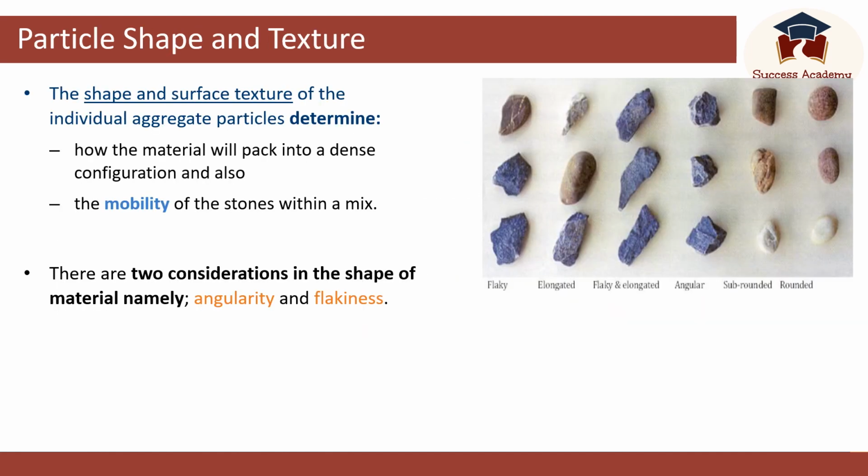Particle shape and texture are also important properties which determine the properties of fresh and hardened concrete. The shape and surface texture of the individual aggregate particles determine how the material will pack into a dense configuration and also the mobility of the stones within a mix. There are two considerations in the shape of materials, namely angularity and flakiness. You can see the angularity and the flakiness of different types of aggregates here.